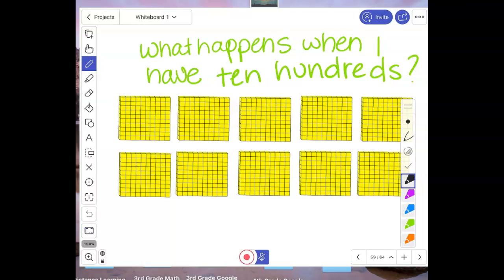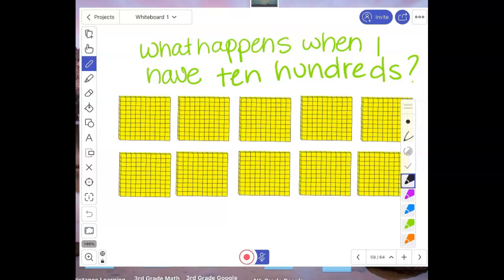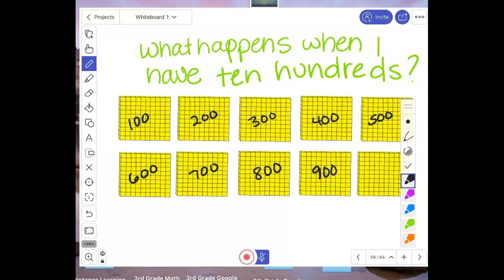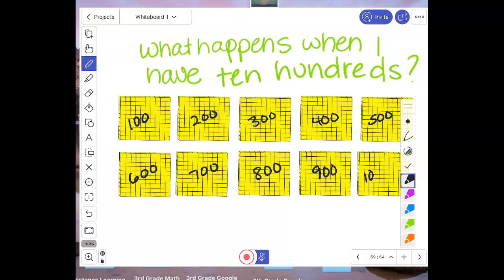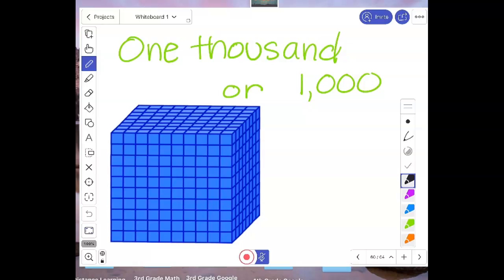Okay. What happens when I put 10 rods together? I'm sorry, 10 flats together. Here I've got 100, 200, 300, 400, 500, 600, 700, 800, 900. What comes after that? I don't have 1,000. I have 1,000. So there's a new block for that. And that block is called 1,000, sometimes referred to as a cube.